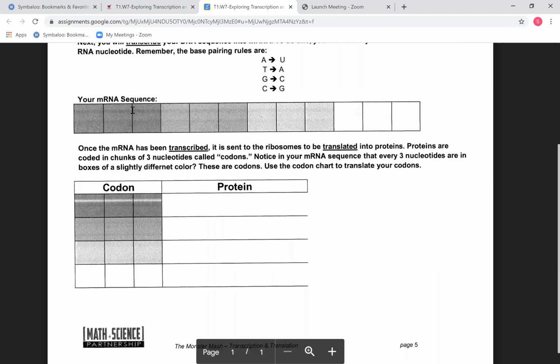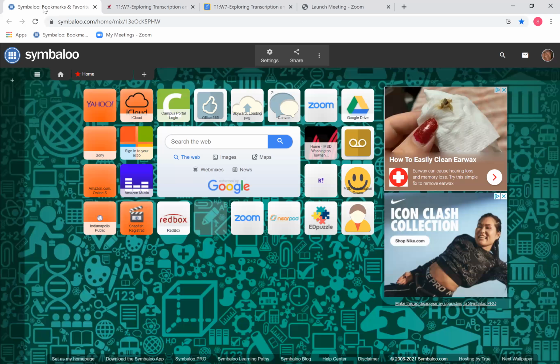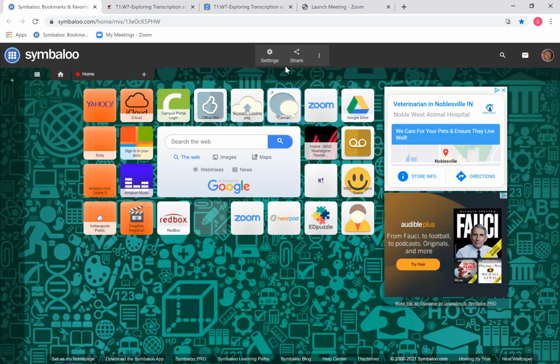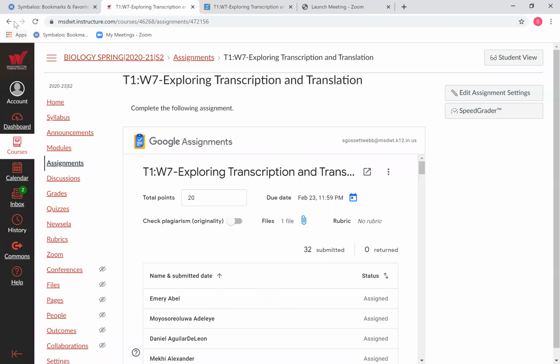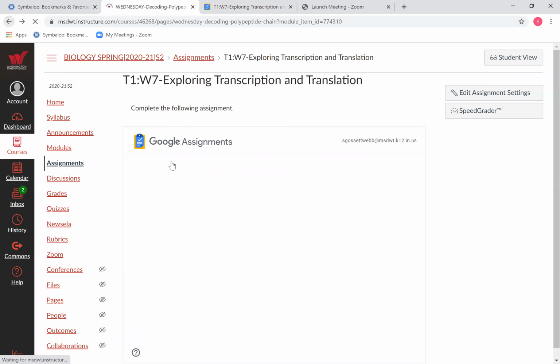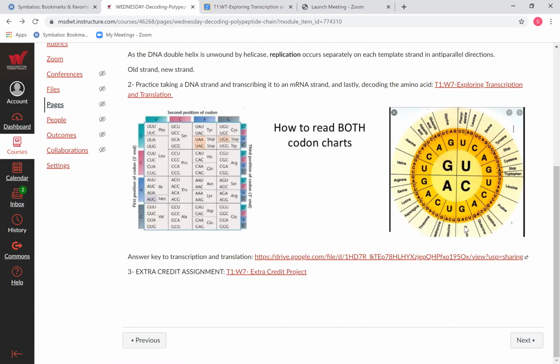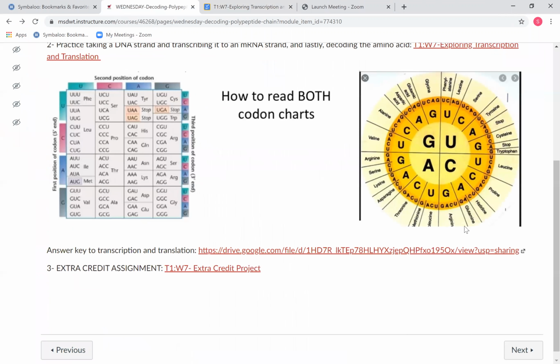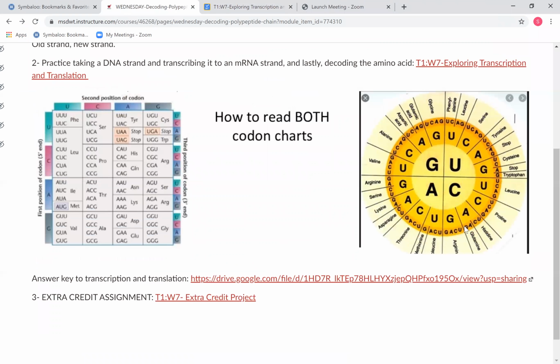Then you're going to take 3 at a time. These 3 will be a codon. The next 3 will be a codon. The next 3 will be a codon. And the next 3 will be a codon. And then you're going to find your protein amino acid when you go back to this page here. You're going to have this picture here. I'm going to quickly show you how to use that.